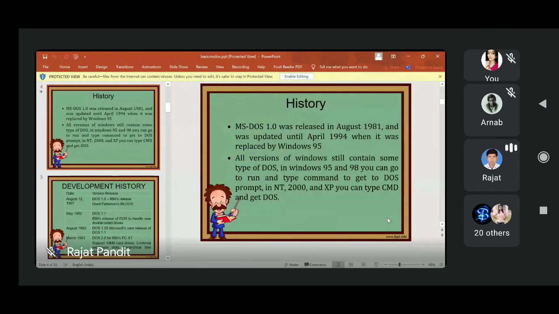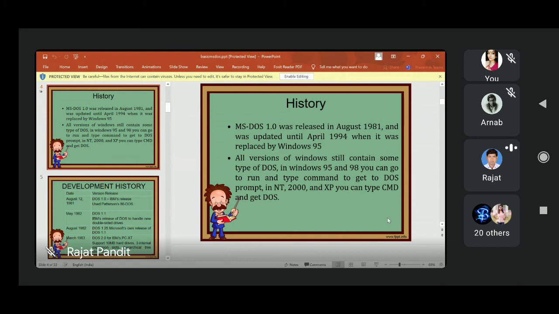So you know that the first version of the Windows operating system is Windows 95. As it was developed in 95, that's why it is 95. Then 98, you know that based on the year it was developed like that. And then after that, the name changed, not based on the year, right? So all versions of Windows still contain some types of DOS.